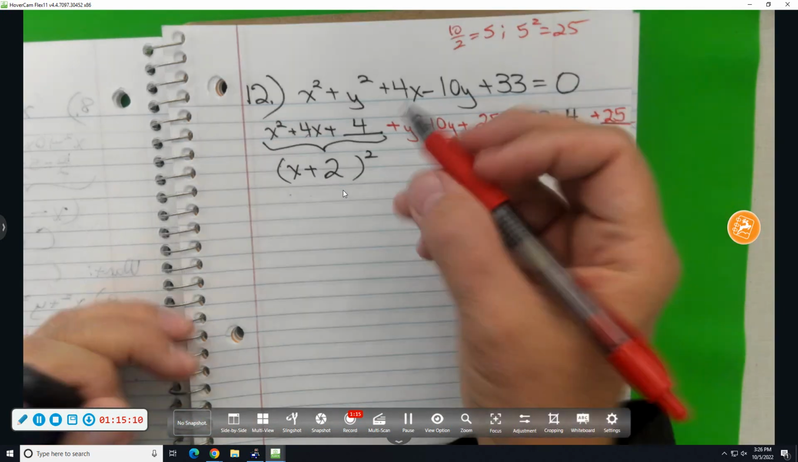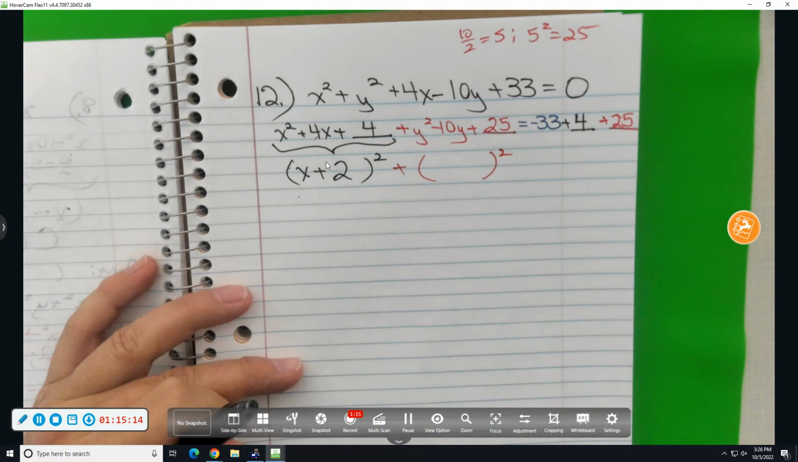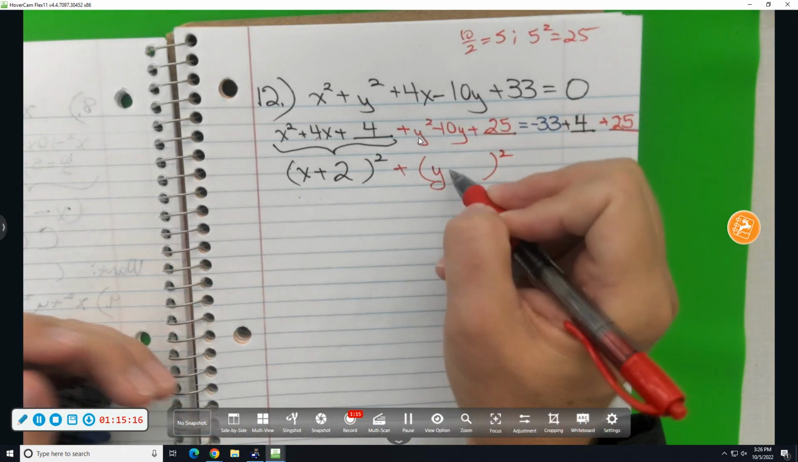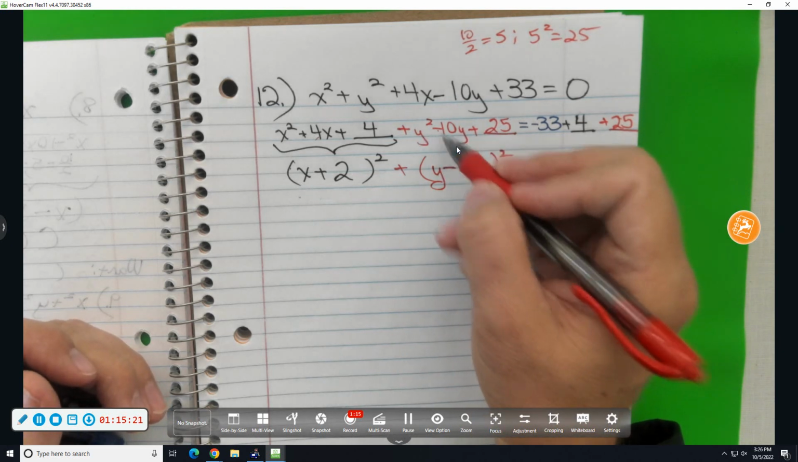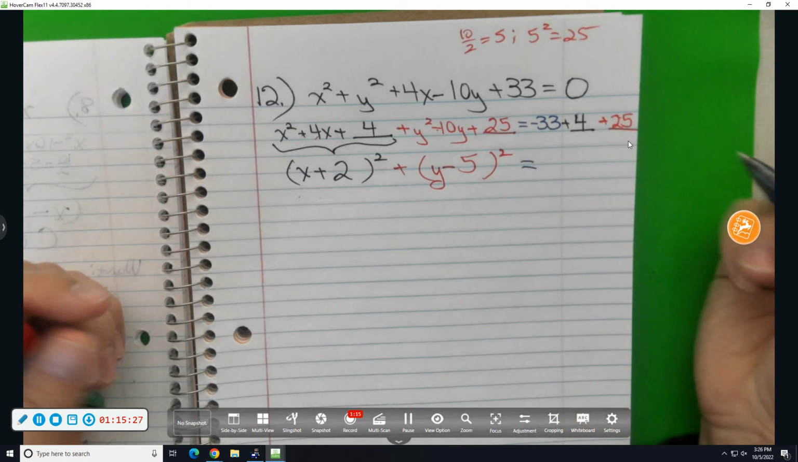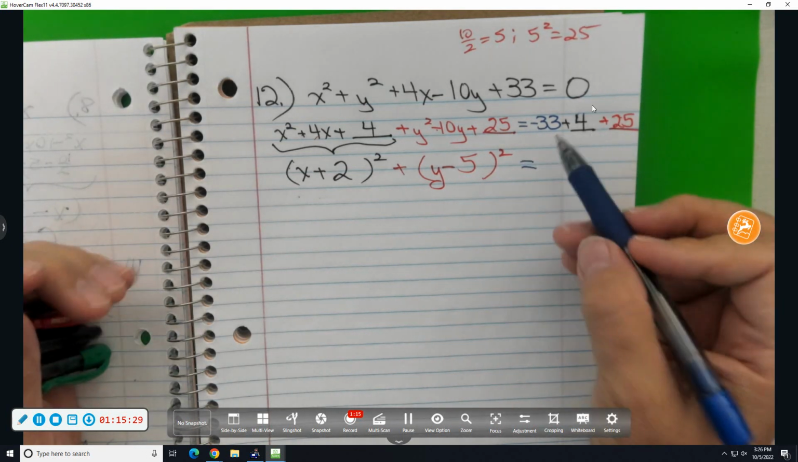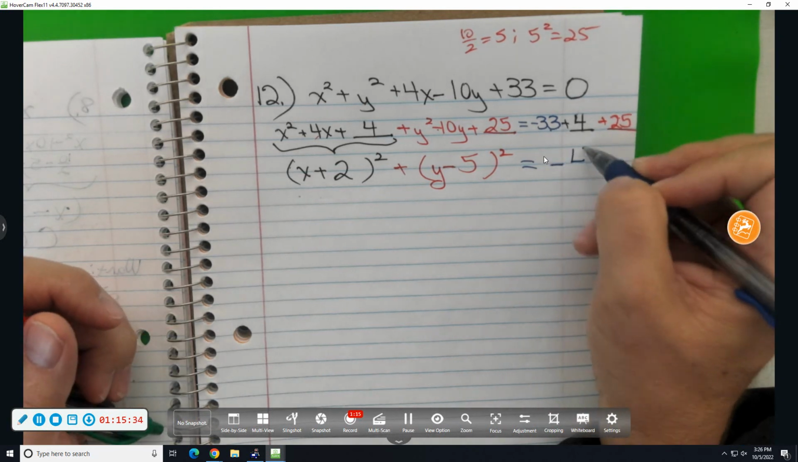Now the y's. Variable, minus 5, variable, sign, half of that number. Look at the right hand side. What are we about to get there? Negative 33 plus 29 gives us a negative 4.